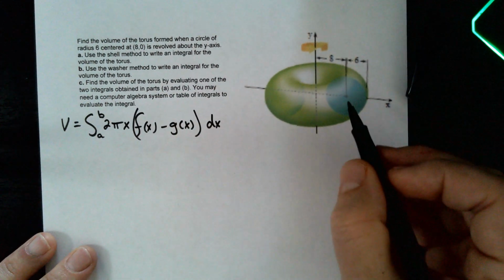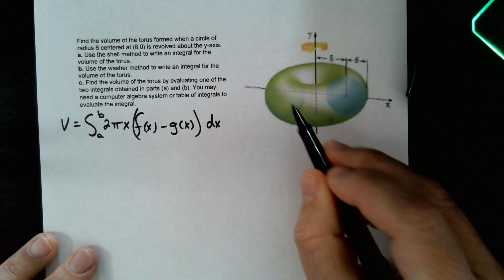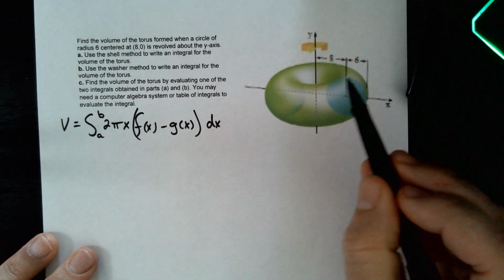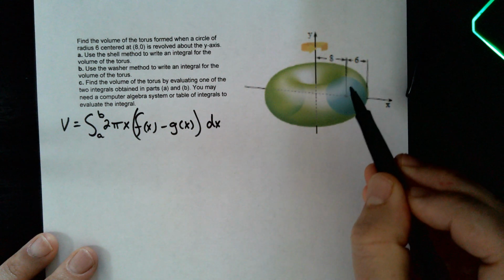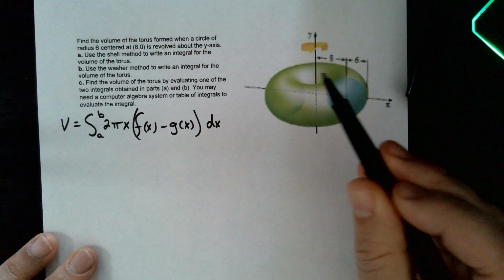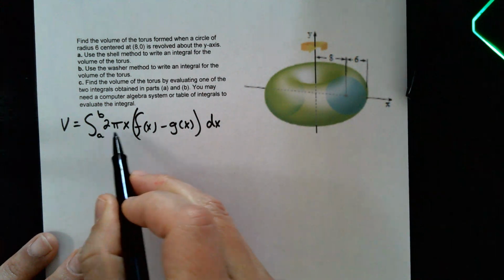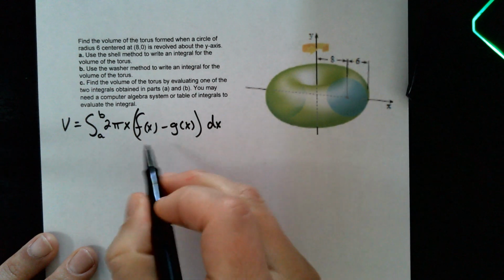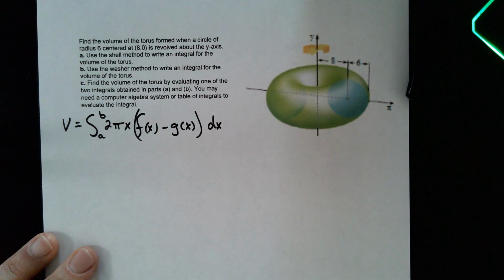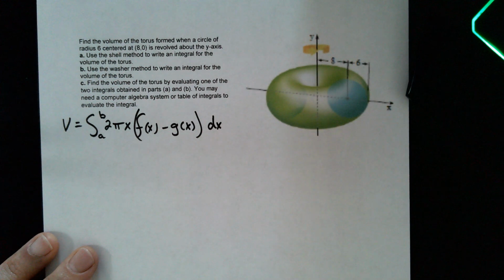If we look at this shape over here, it is creating this torus, which is a donut kind of. So you can look at this as the circle we're looking at, and it gets rotated around this thing to create this donut-like shape. That's where the 2 pi comes from, that's the circle. And then the rest of this stuff is figuring out the volume of that shape.